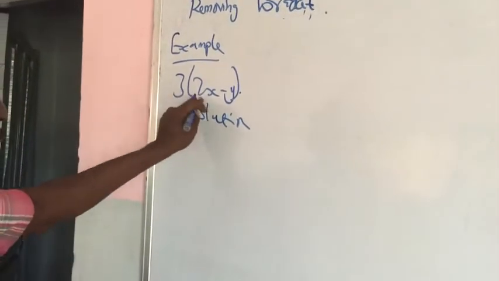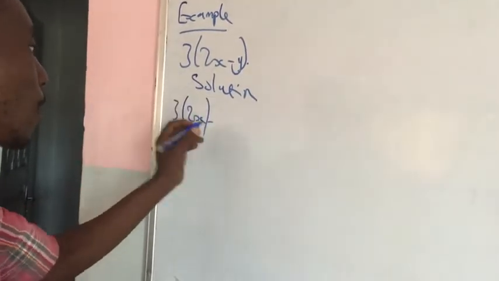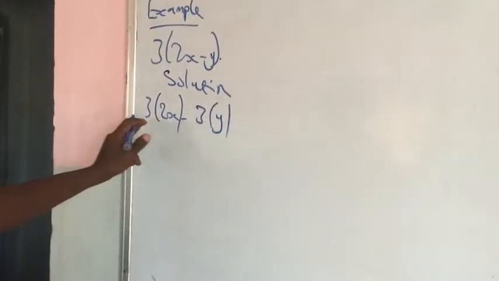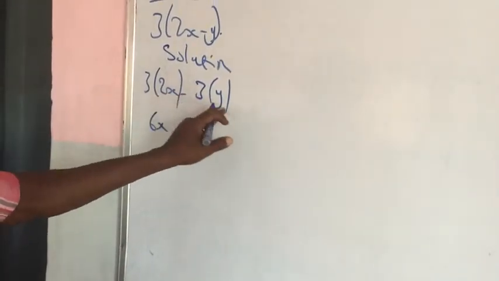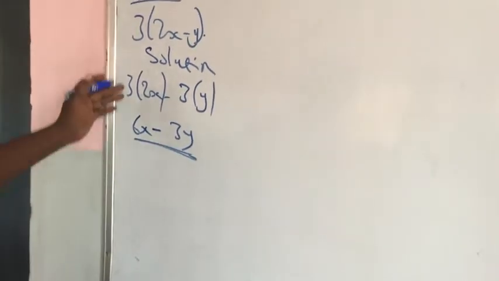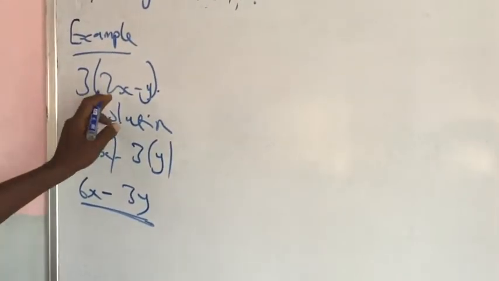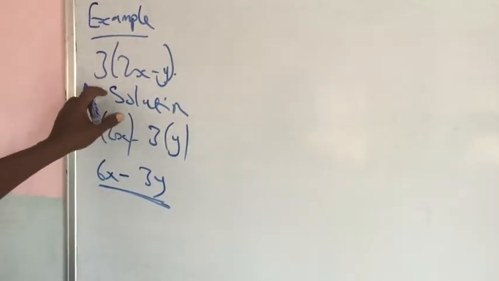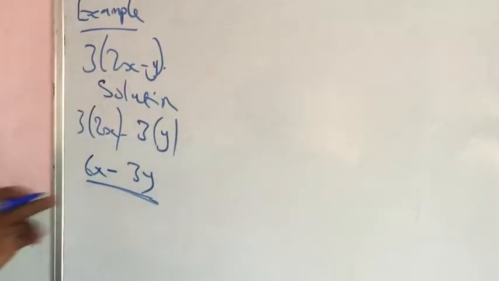3, let's open: 3 times this, then 3 times this. 3 times 2x, that's 6x, minus 3 times y, that's minus 3y. We have removed the bracket from the question, which used to be 3 into the bracket of 2x minus y. We removed the bracket by expanding, or multiplying the value with the bracket value, to have this as our answer.